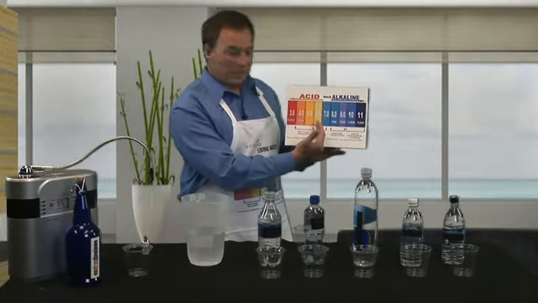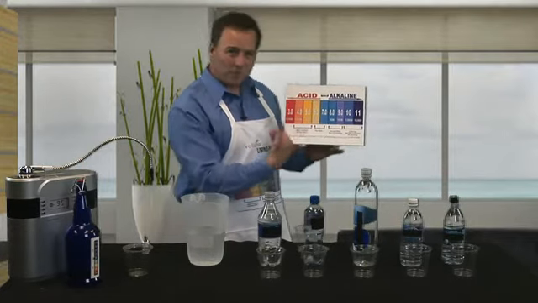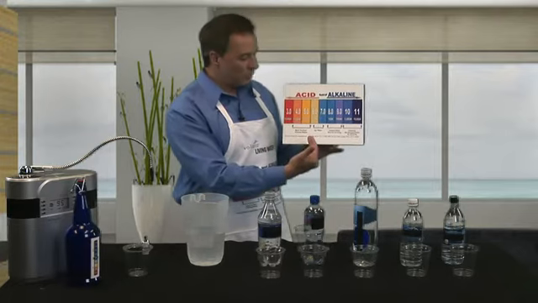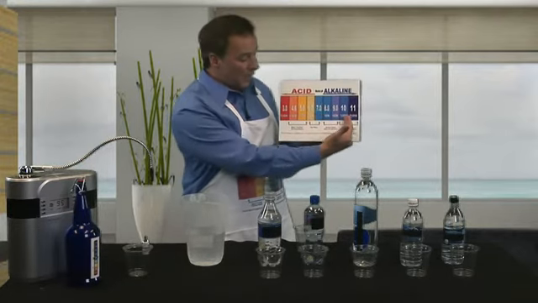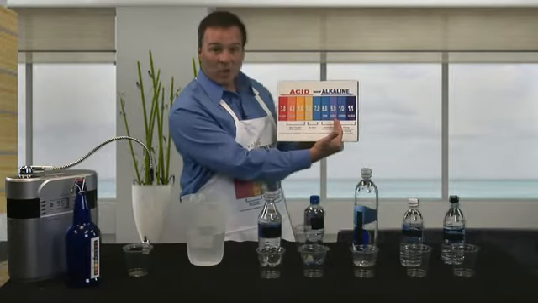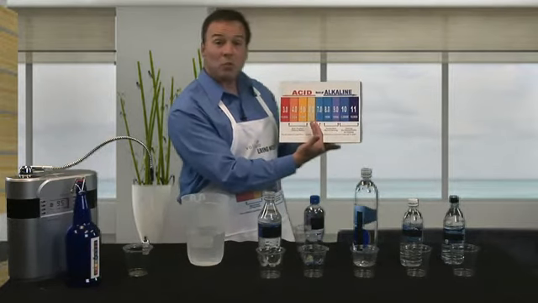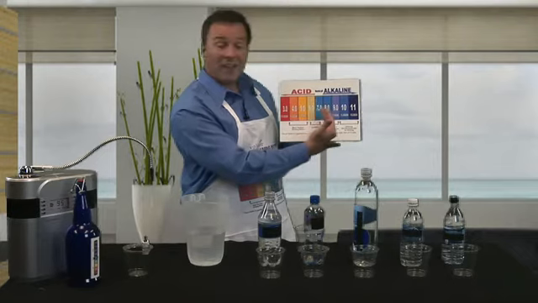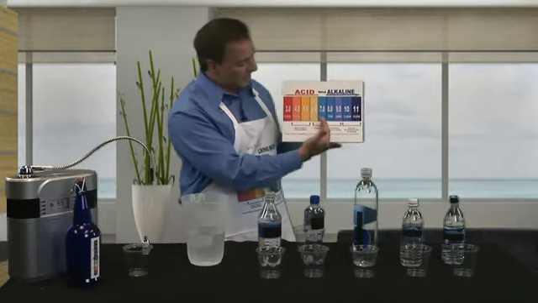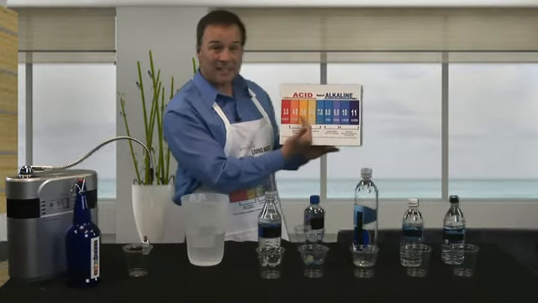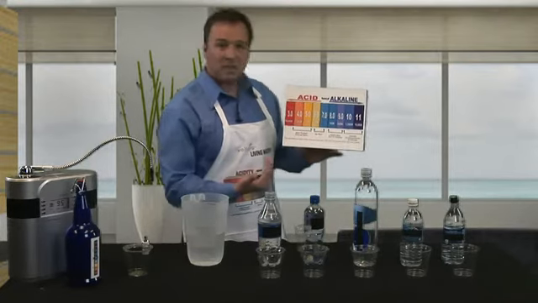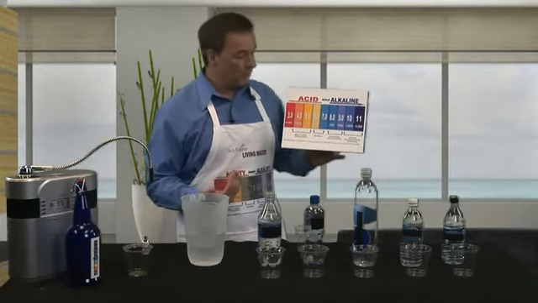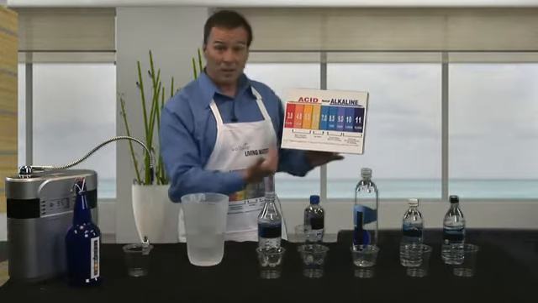7.0 is neutral, and that's about where our body's blood wants to be, at about 7.3, 7.4. Anything higher than that is recognized as alkaline. It means there's a greater degree of oxygen in the substance. Anything to the left of this is acidic. It means there's a greater degree of hydrogen in the substance. So let's test some of these popular beverages and see where they fall on the acid-alkaline chart.